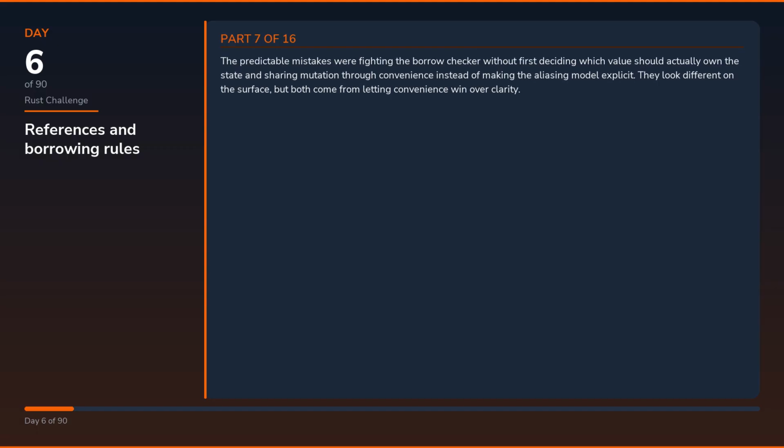The predictable mistakes were fighting the borrow checker without first deciding which value should actually own the state, and sharing mutation through convenience instead of making the aliasing model explicit. They look different on the surface, but both come from letting convenience win over clarity.